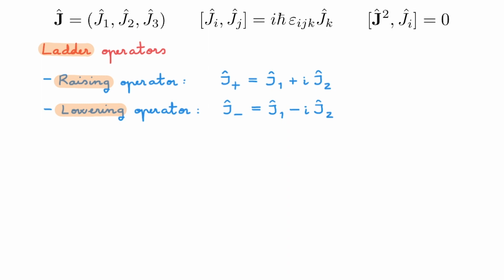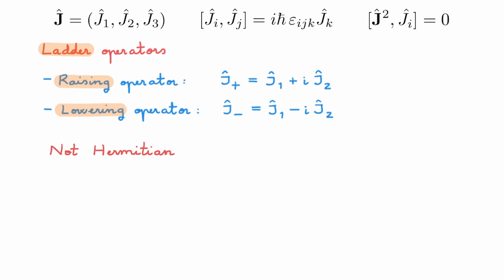Ladder operators play a key role in the study of angular momentum in quantum mechanics, so the objective of this video is to work through some of the properties that will prove extremely useful in many other videos. The very first property of ladder operators is that they are not Hermitian. So they are not observables. In fact, J+ and J- are each other's adjoint operators.